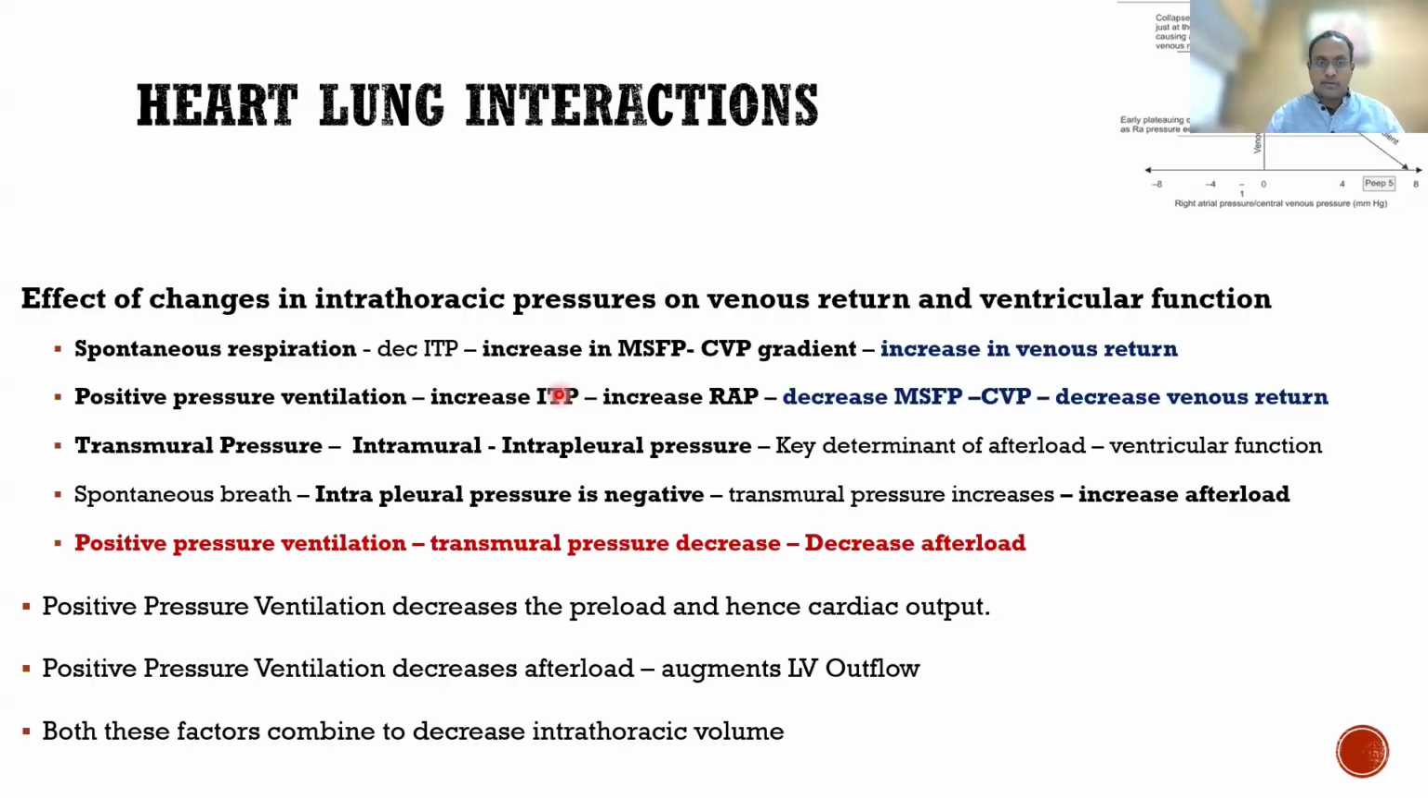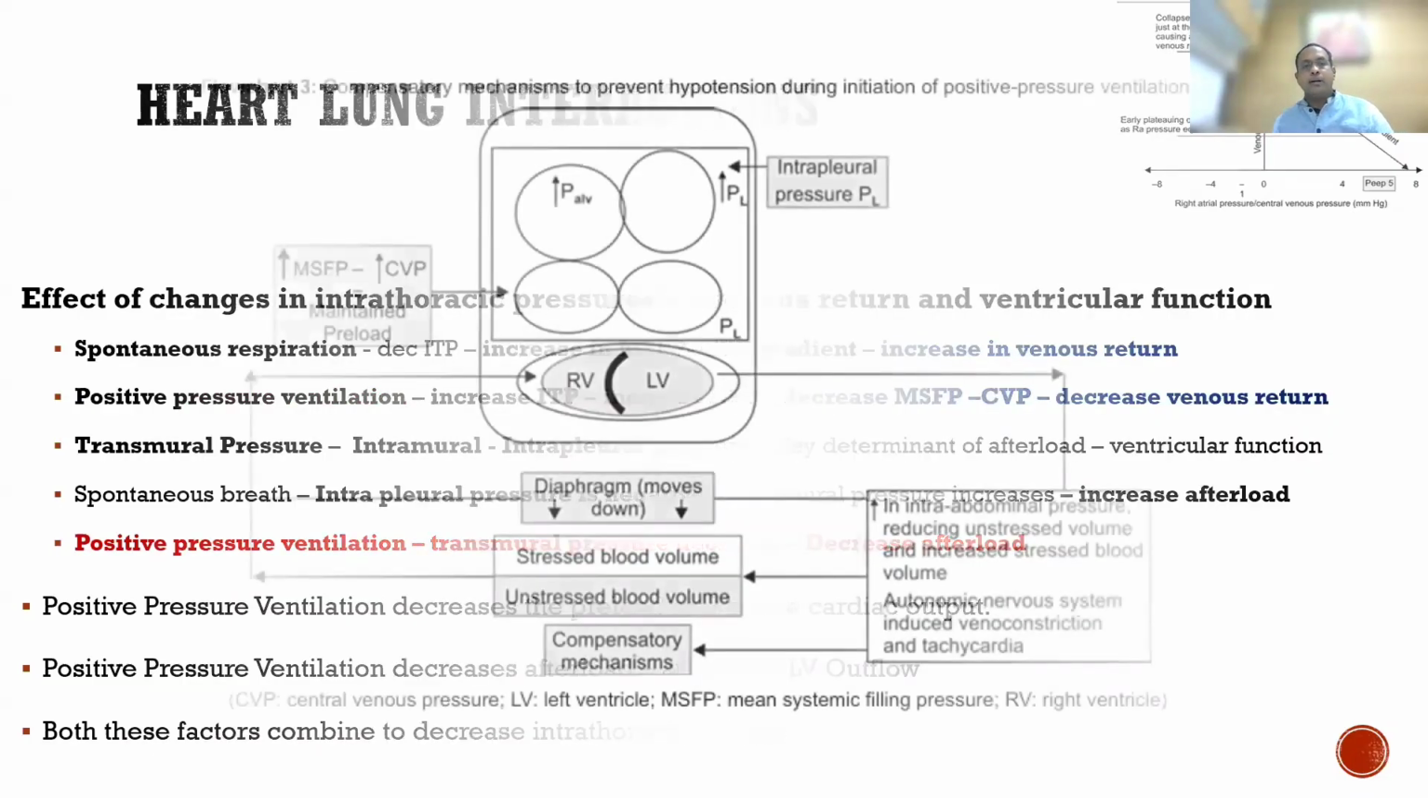During inspiration, intrapleural pressure becomes positive, and the difference between intramural and intrapleural pressure actually decreases. And because this difference has decreased, it leads to a decrease in afterload. So it leads to pumping out of the blood from the intrathoracic cavity to the other places. So the preload decreases, afterload also decreases in positive pressure ventilation when the patient is inspiring. What happens in the spontaneous breath? It is opposite. The intrapleural pressure is negative. So during inspiration, it becomes more negative, the transmural pressure increases, and afterload increases. So afterload decreases in positive pressure ventilation, and in negative pressure ventilation or spontaneous ventilation, afterload increases. And positive pressure ventilation decreases preload to the heart, decreases afterload to the heart, and augments the left ventricular outflow. So ultimately, the intrathoracic volume decreases.